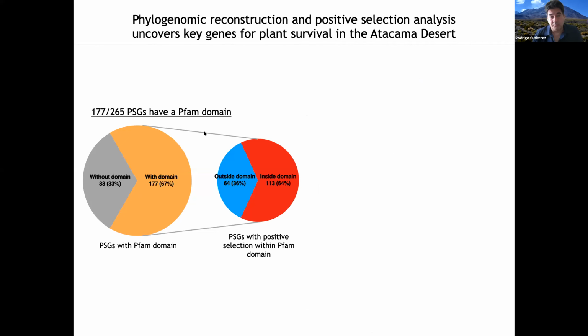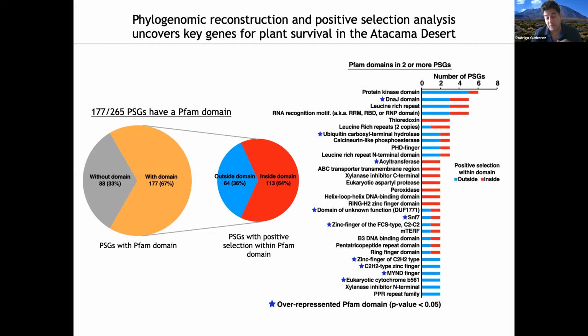If you look at the Pfam domains, so these are annotated domains in proteins that have functions, about 67% of the proteins in the positively selected set have a Pfam domain. And interestingly, for all of these that have a Pfam domain, in the majority, 64% of them, we have the site with the positive selection within the Pfam domain. This doesn't necessarily demonstrate that it's relevant, but it certainly indicates that the positive selection is occurring in a functional domain, and this may be important for the function of the protein and therefore for the adaptive capability or possibility of the species that contains it.